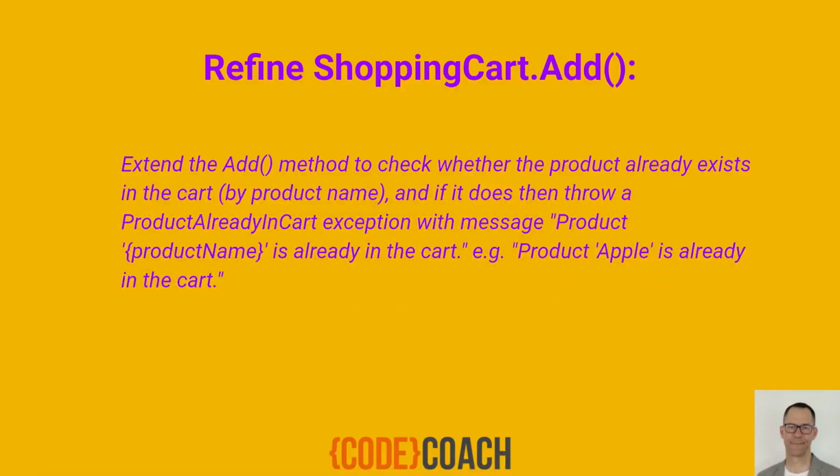The business wants you to extend the add method to check when the product already exists in the cart by product name: apple, banana, cantaloupe, whatever. If it does already exist, then throw a product already in cart exception with an error message of "Product with this placeholder product name is already in the cart." An example there is if it was apple that is already in the cart, then "Product apple is already in the cart" should be the exception message.